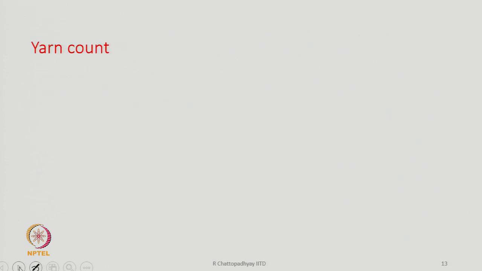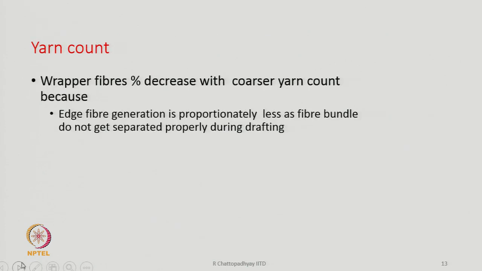The next is the count of the yarn. Generally, wrapper fibers will decrease with coarser yarn count. On the same fibers, if we produce finer yarn counts, the overall wrapper fiber percentage is going to increase. If we go for a coarser count from the same fiber, the proportion of wrapper fiber is going to decrease, because edge fiber generation is proportionally less as fiber bundles do not get separated properly during drafting operations.